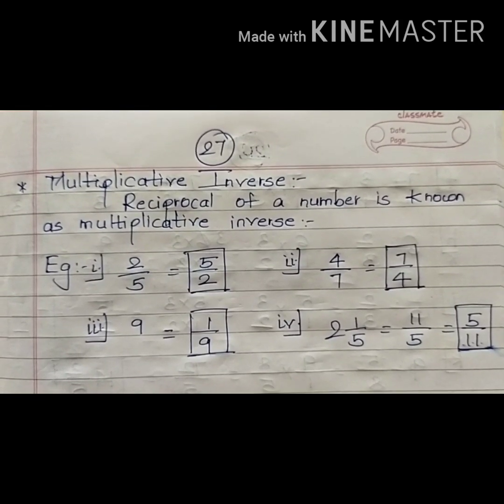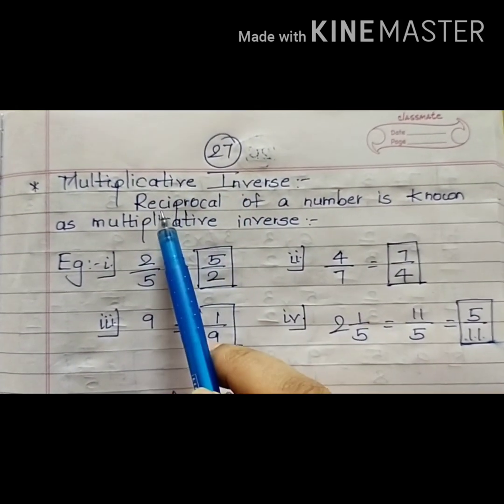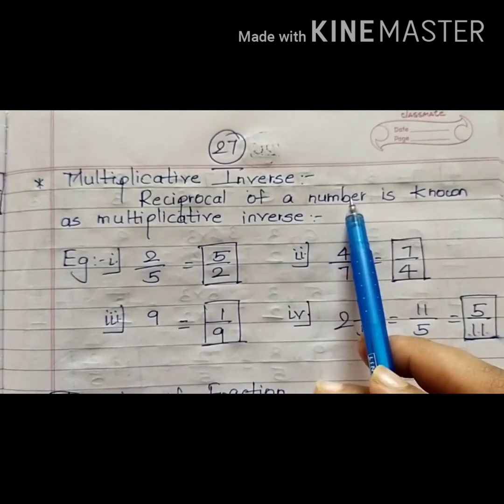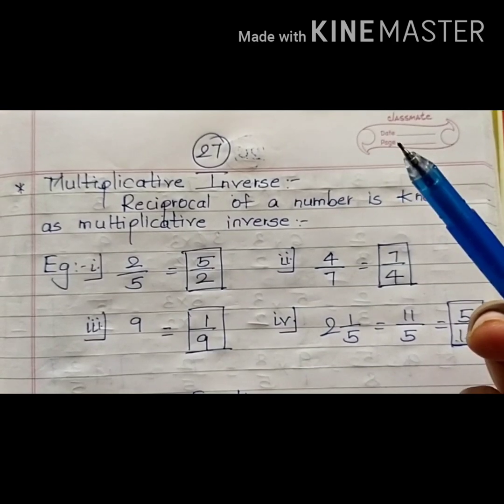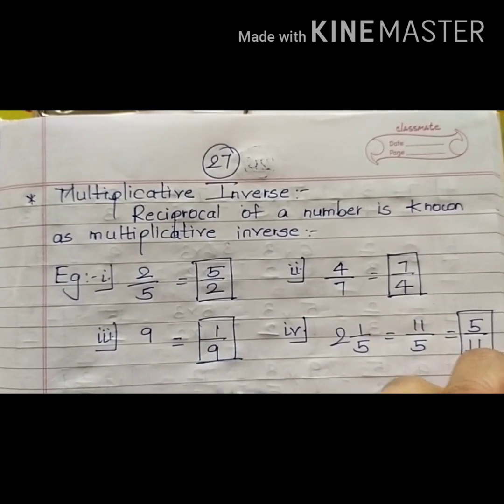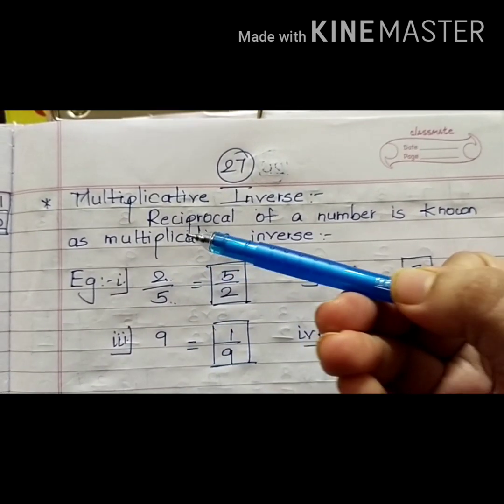So, hello children, let us see what is multiplicative inverse. Multiplicative inverse is nothing but the reciprocal of a number. Now, what is reciprocal? Reciprocal means reversing: reversing a numerator into a denominator and a denominator into a numerator.